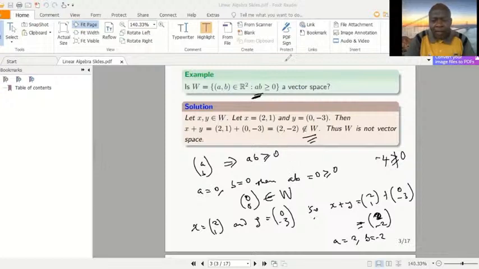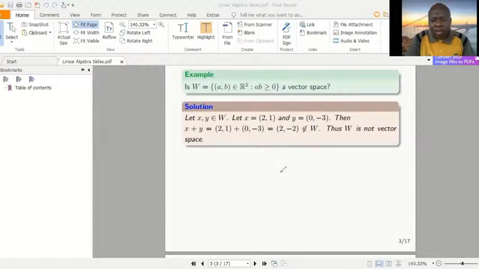So once I find one condition that is not satisfied, I conclude that W is not a vector space. W is not a vector space because I've seen that the closure property under addition is not satisfied. You don't need to proceed to find out whether the closure property under multiplication would be fulfilled. You don't need to go there. But just for the sake of understanding, let's go there.